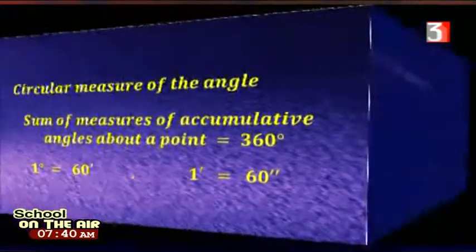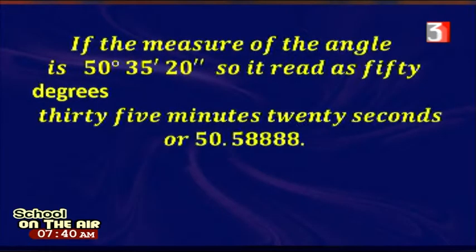Then, if the measure of the angle is 50 degrees, 35 minutes, 20 seconds, it is read as 50 degrees, the sign of the degrees, 35 minutes, which is the dash, 20 seconds, which is the double dash. Or it can be written in decimal form as 50.58888. How can you find it? Using your calculators, of course.